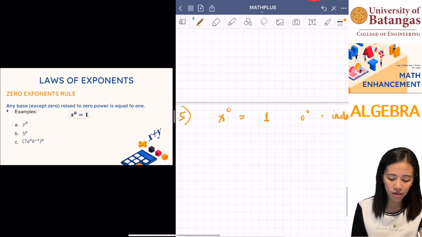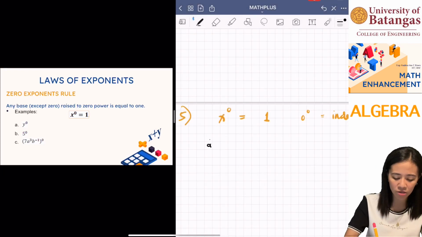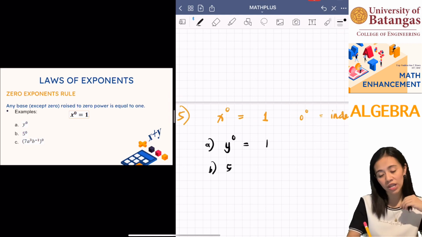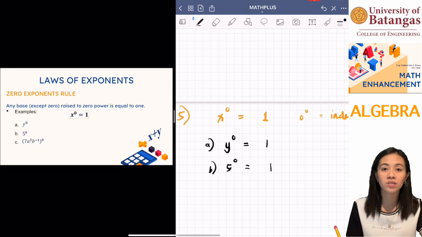Okay? Next. So, let's proceed with the examples given. So, letter A, napakasimple naman ito. You have y raised to 0. So, 1 na agad yun. Letter B, you have 5 raised to 0. So, even constants, kapag ni-raise mo sa 0, 1 pa rin equivalent yan. Even if you press it in your calculators.